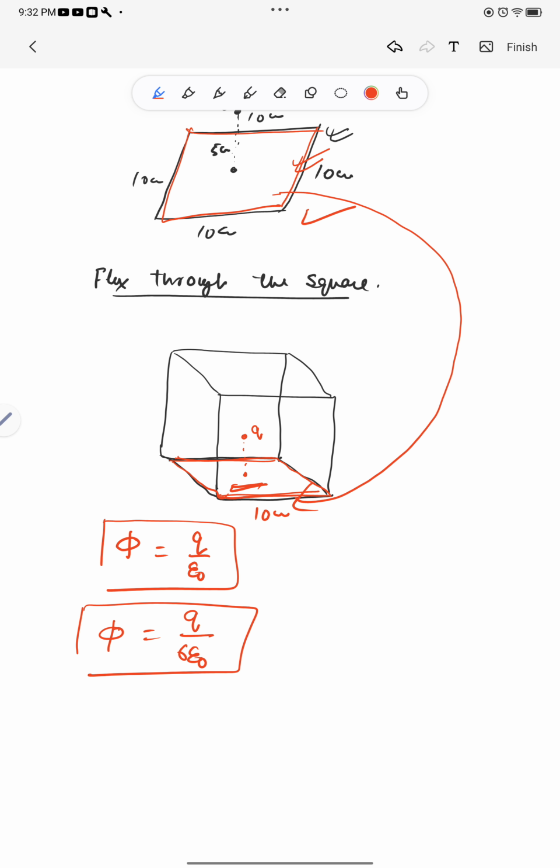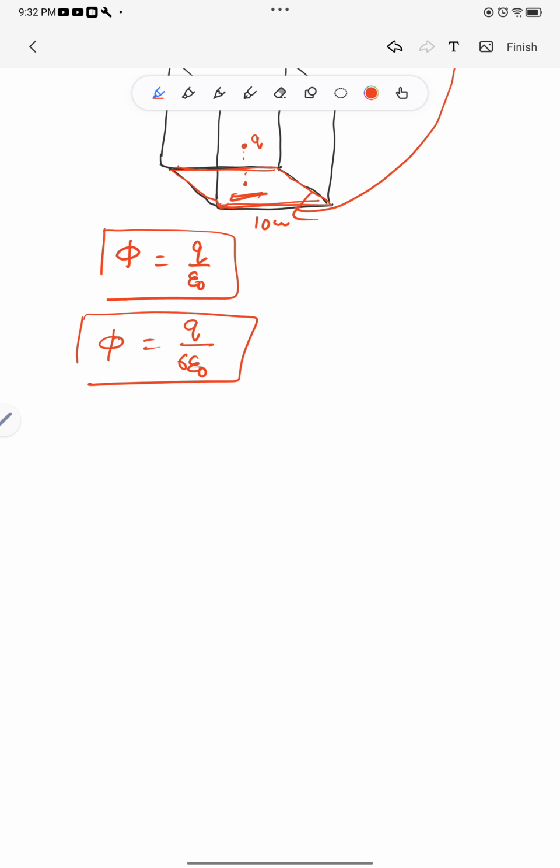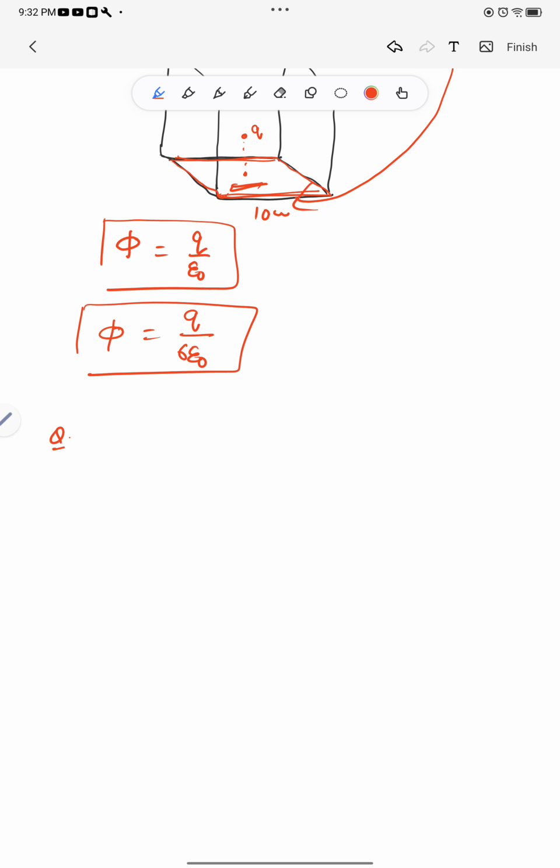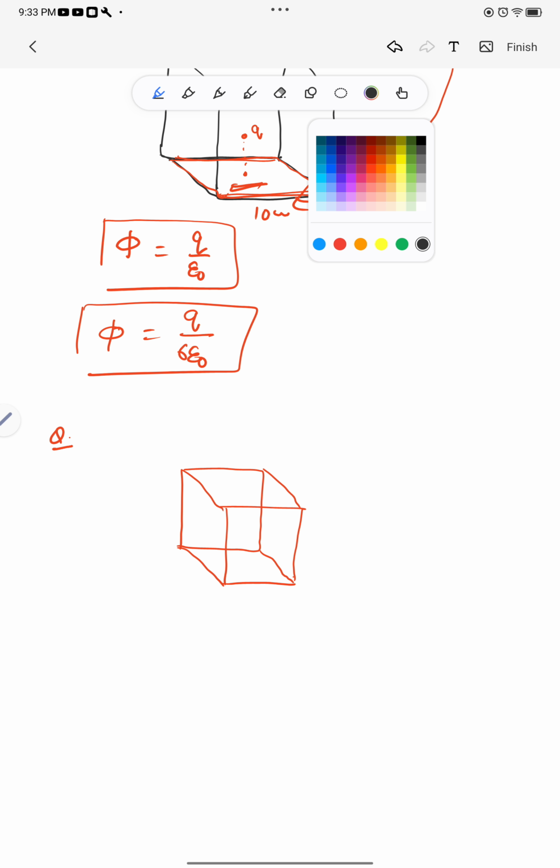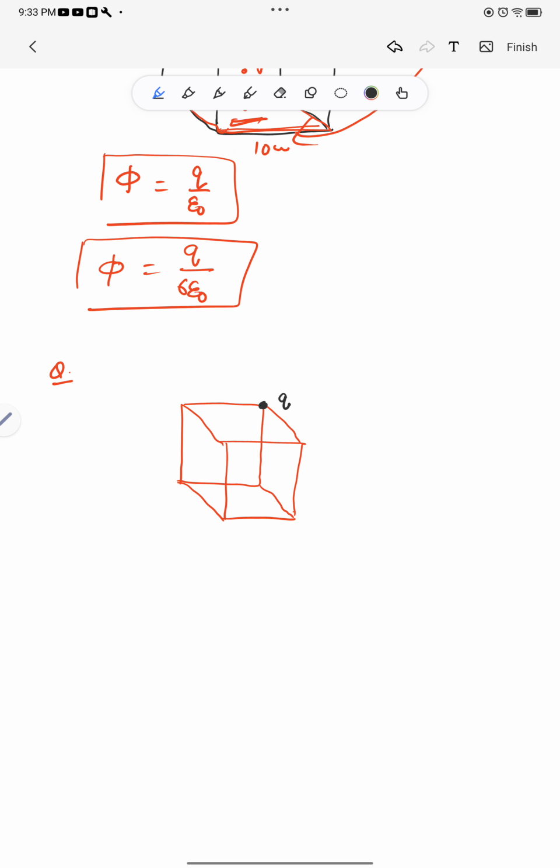Now another point is the question is asking that if a charge is at the vertex of the cube. Let's say here is the charge placed, and the charge is, let's say, q. And then the question asks what will be the total flux through this cube. So how will we calculate the total flux through this cube as well as the flux through one surface of this cube?